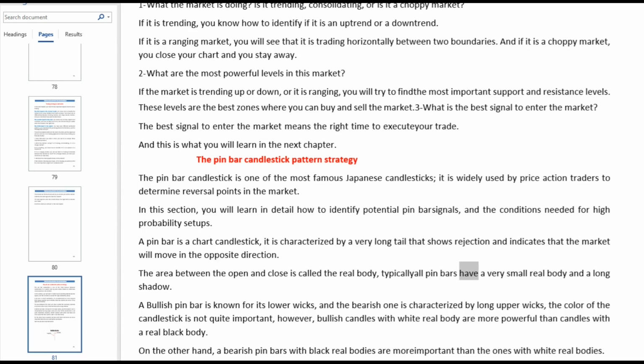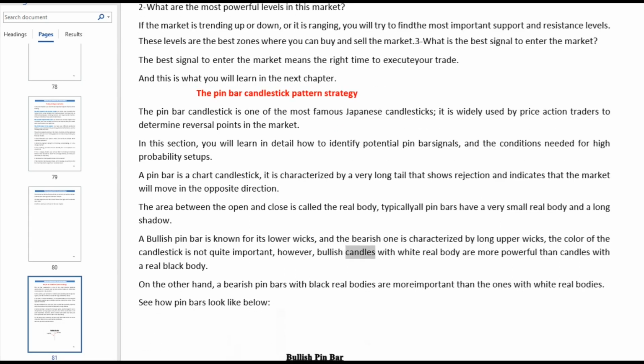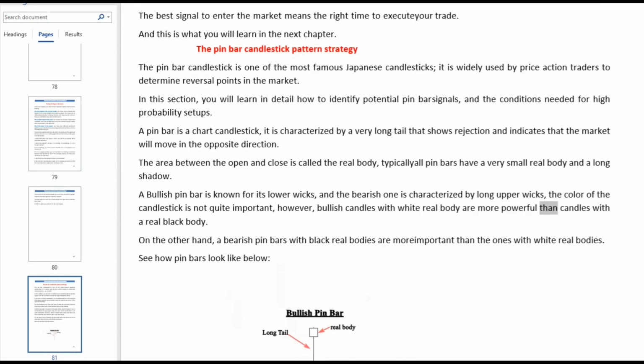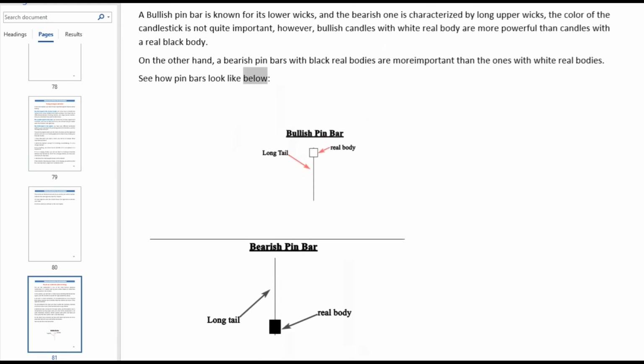Typically all pin bars have a very small real body and a long shadow. A bullish pin bar is known for its long lower wick, and the bearish one is characterized by a long upper wick. The color of the candlestick is not quite important. However, bullish candles with a white real body are more powerful than candles with a black real body. On the other hand, bearish pin bars with black real bodies are more important than the ones with white real bodies. See what pin bars look like below.